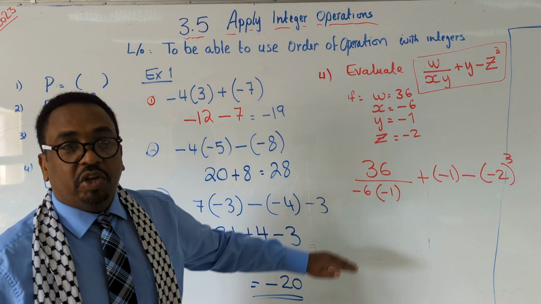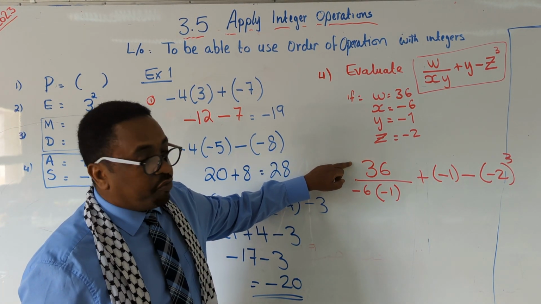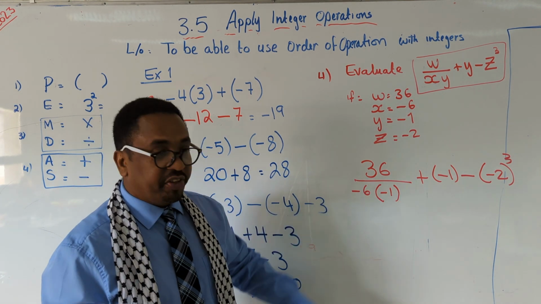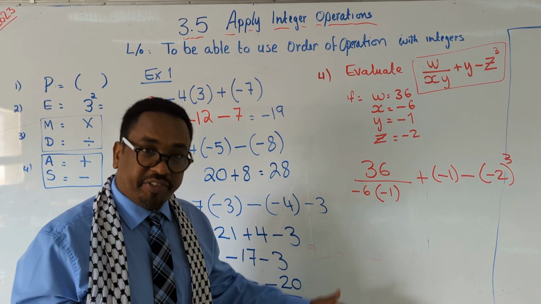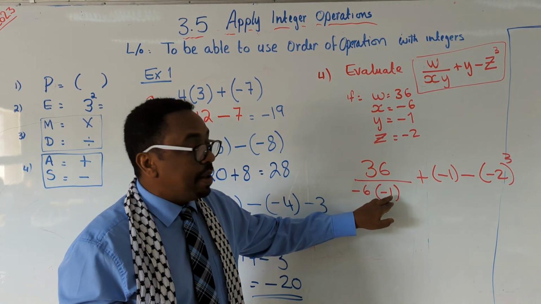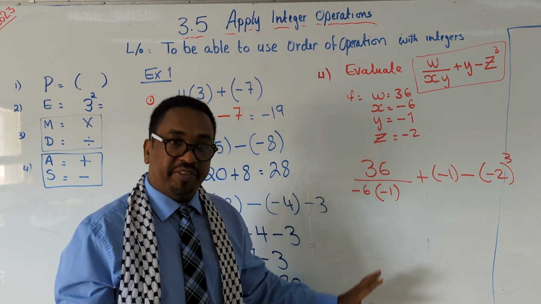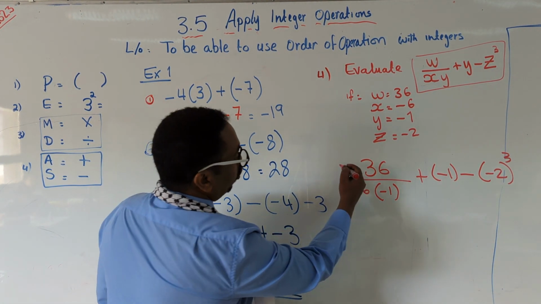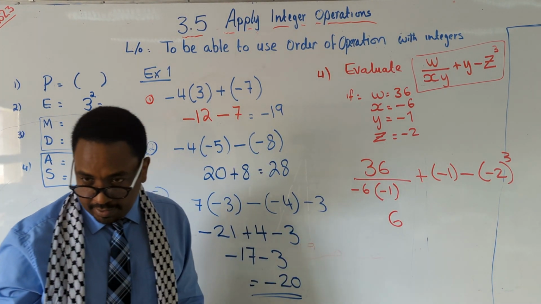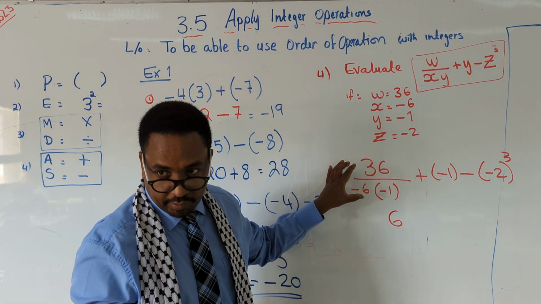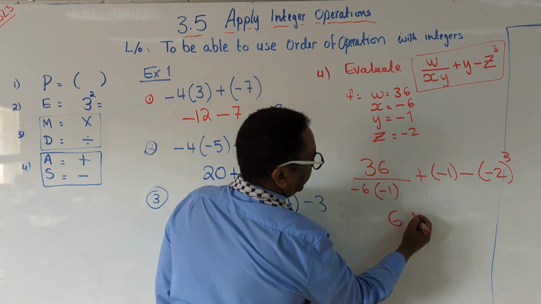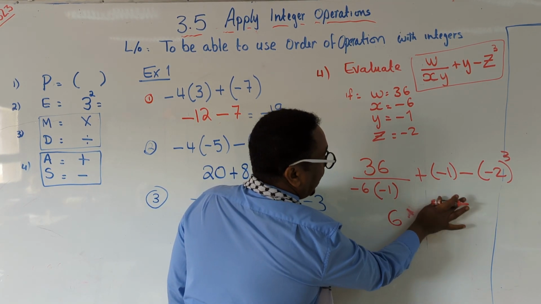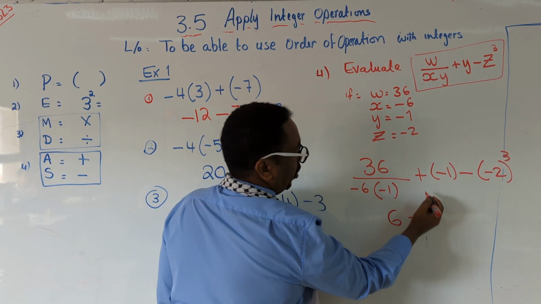Okay, let's work this all together. First of all, what is minus 6 times minus 1? It will give us plus 6, right? And then we have 36 divided by 6. What will that give us? 6. So all of these become 6 here. Are you happy about that? And then we say plus. We have plus and minus here, so that becomes minus now. So we have minus 1.